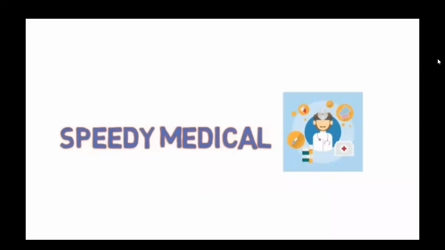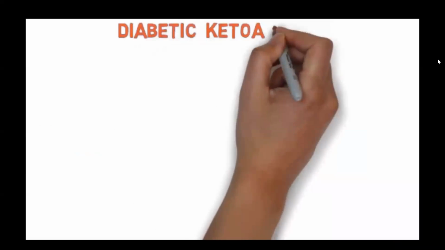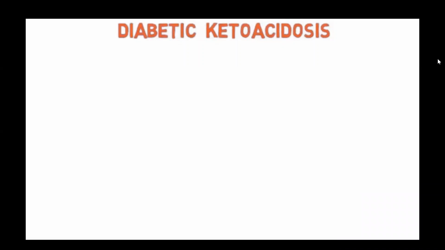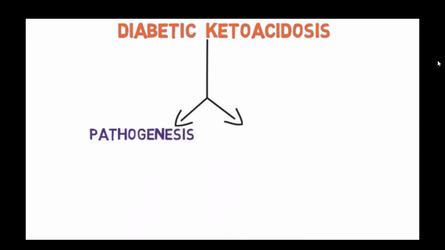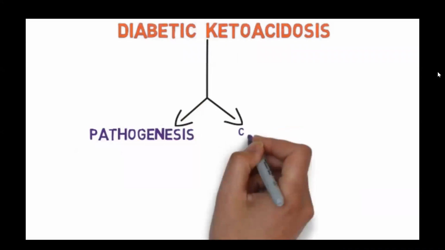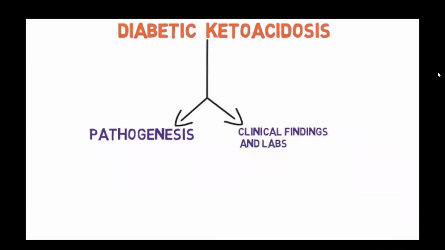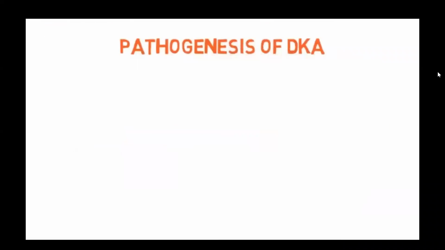In this video, we are going to make it simpler to understand. We'll break down the topic into two parts. The first part will look at the pathophysiology of ketoacidosis, while in the second part we'll look at the clinical complications and laboratory findings that can contribute to the disease. Let's start with the first part of the ketoacidosis.